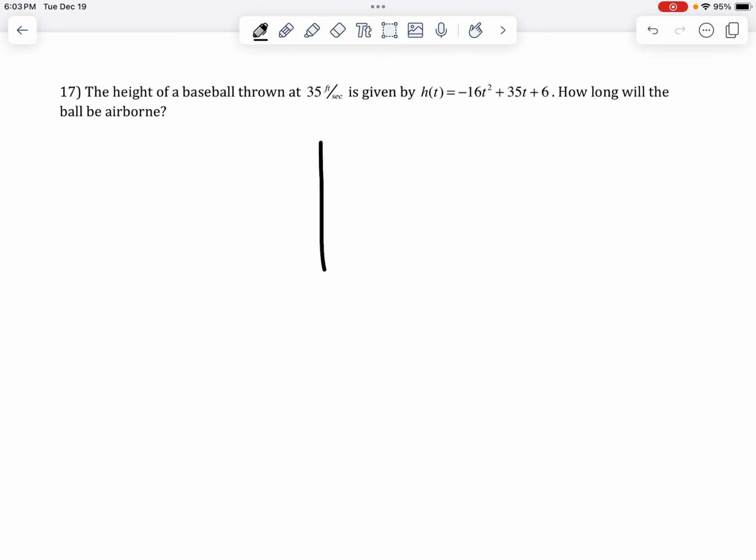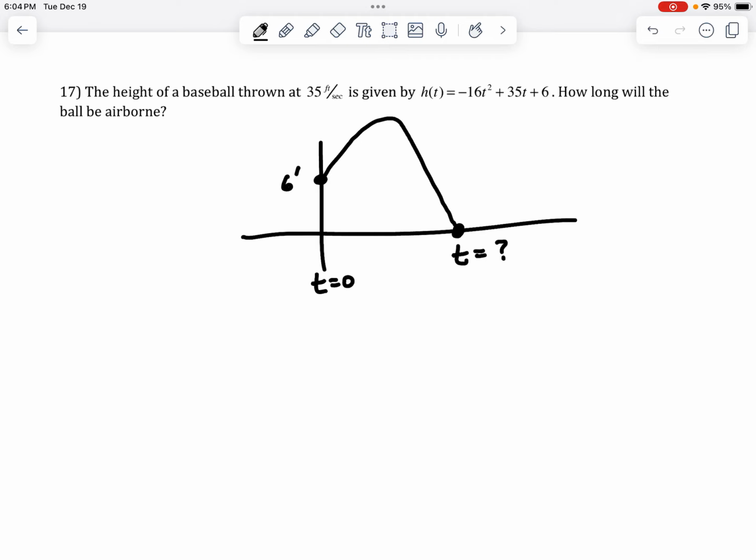So basically, if you looked at a graph, what's going on is it would start at 6 feet in the air. And then the person throws it, it goes up, and then gravity eventually pulls it back down. And then when does it hit the ground? So that is what we need to find out. So this is t equals 0, and then the ball will be in the air until that second t right there. Well, with that second t, that means that the ball's on the ground, so the height is 0. So that means we can just put a 0 on this side of the equation and then solve that.